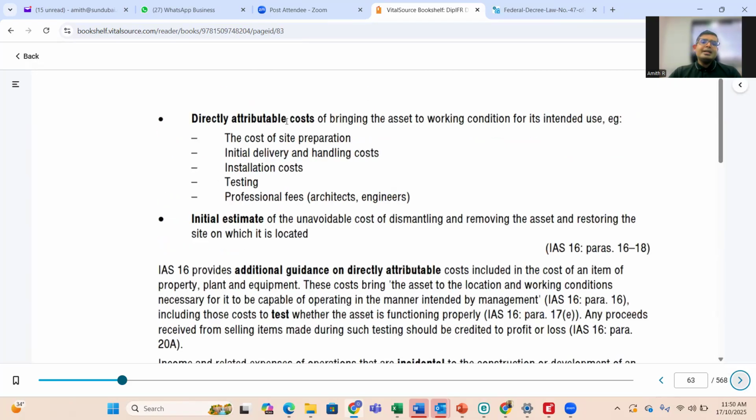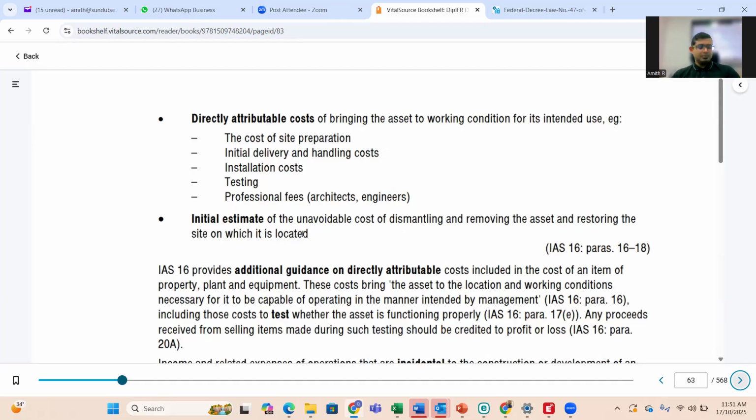And directly attributable cost of bringing the asset to working condition for its intended use. So what could be the direct costs? Site preparation, initial delivery, installation cost, testing, professional fees, whatever you incur to bring the asset into a state ready for its intended use. And an initial estimate of unavoidable cost of dismantling and removing the asset and restoring the site.